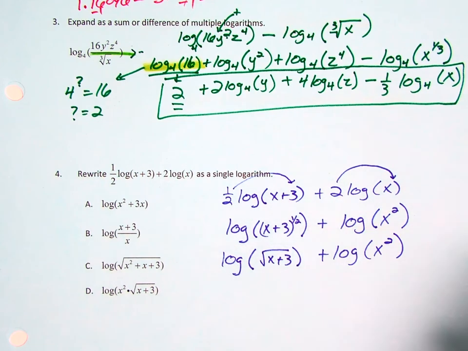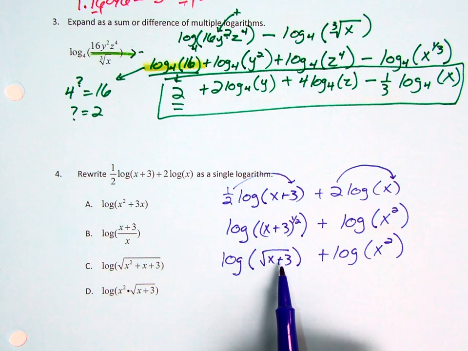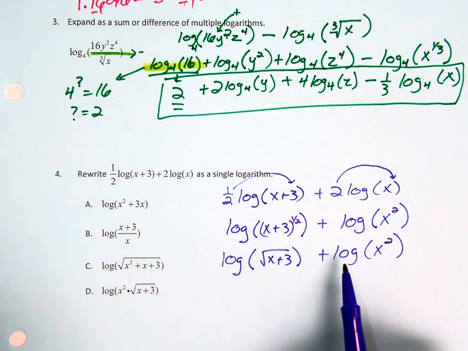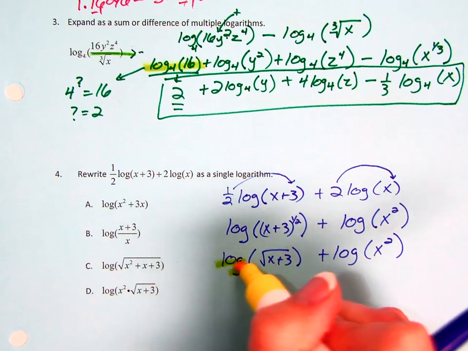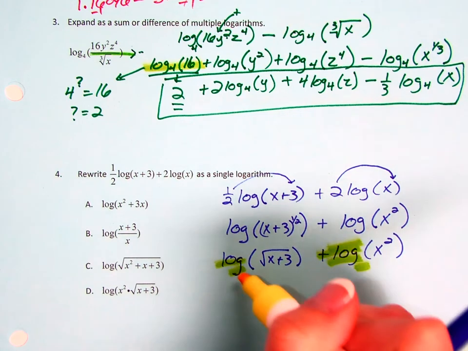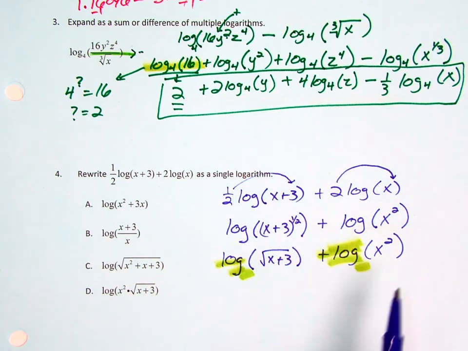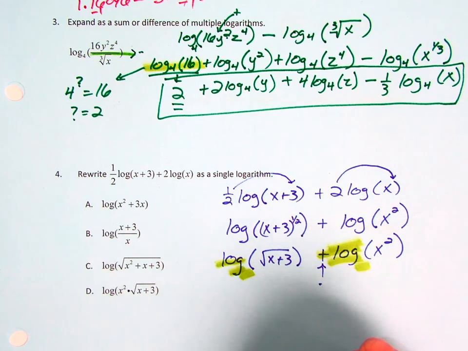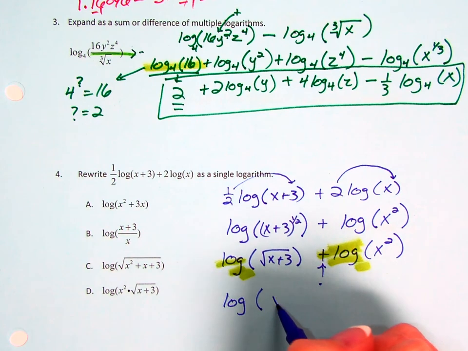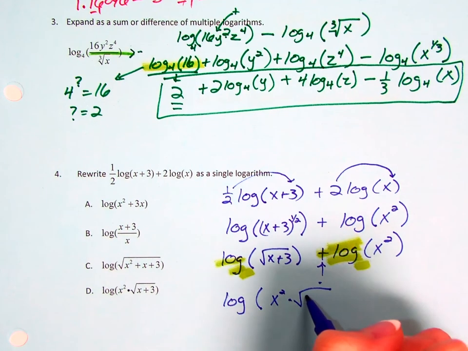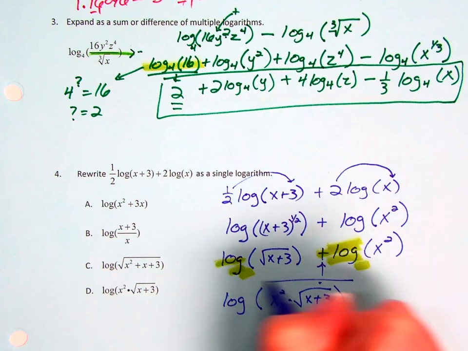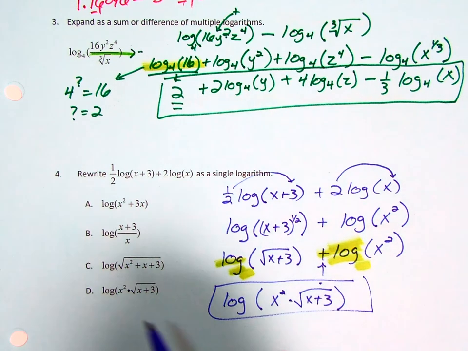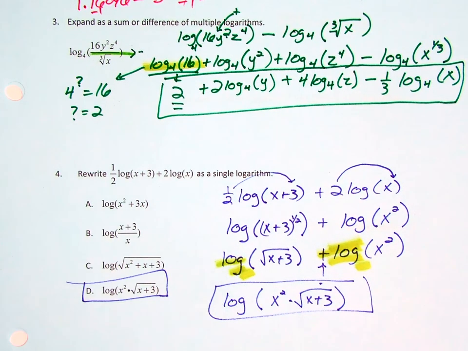And now we can't do anything with this because of the plus sign is in the log, right? But this plus sign that's outside of the log, since our logs have the same base because they both have base 10, since there's nothing written, we actually need to put these together. And addition, remember, means that we're going to multiply them. So I'm really doing log of x squared times the square root of x plus 3. And then I can't go any further with that because of the squared and the square root, so that should be your final answer.